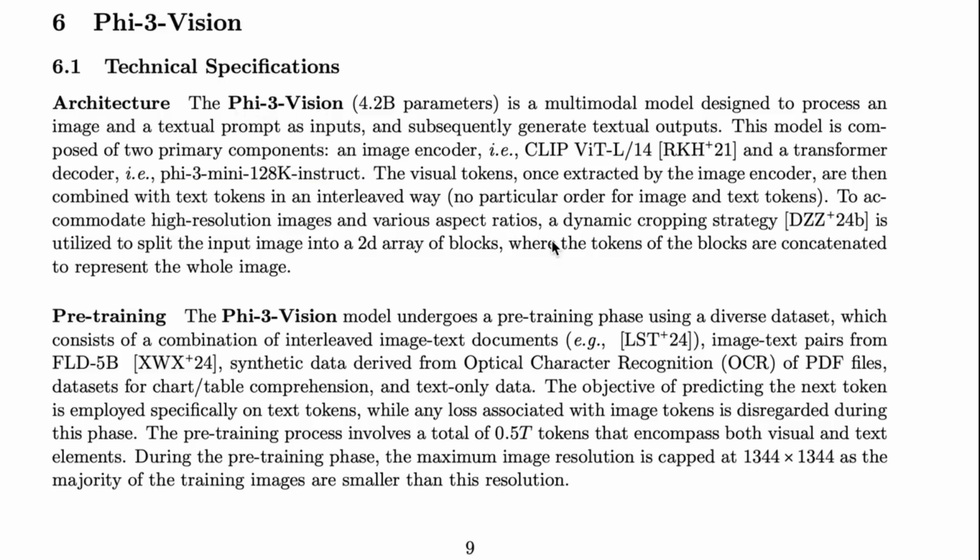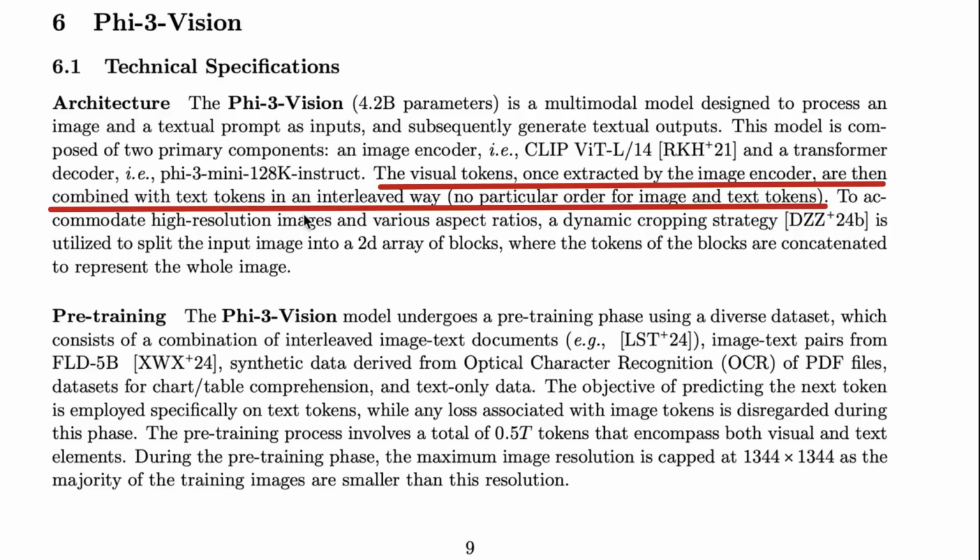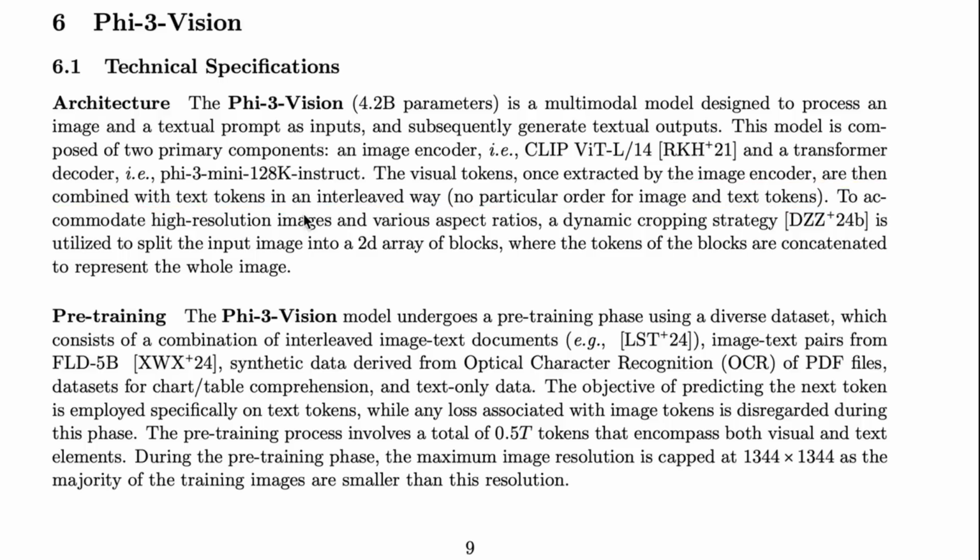It is interesting that they mention they're interleaving the images and text, but there's no particular order for image and text tokens. So it's not like it's forcing the images to be at the start. It seems like what they're saying is that you can have some text, you can have some image tokens, you can go back to text, that kind of thing.